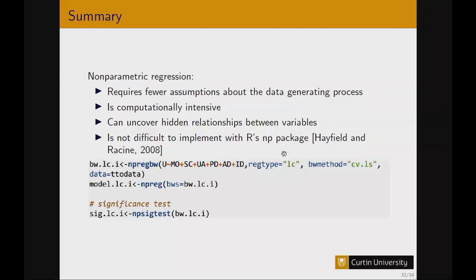My last note is nonparametric regression maybe looks scary, but it's pretty simple to implement if you've never done it before and you have a data set. I use a nonparametric package that's embedded in R, and it's like these 2 lines, and then also there's a significance test you can run. So it's very compact, even if it takes you 4 or 5 days to run it.